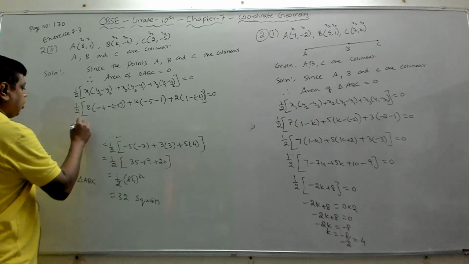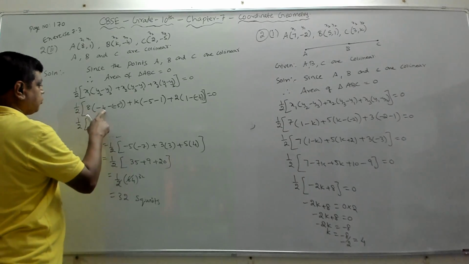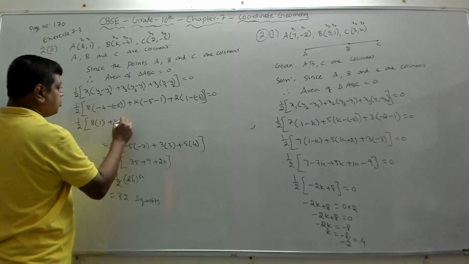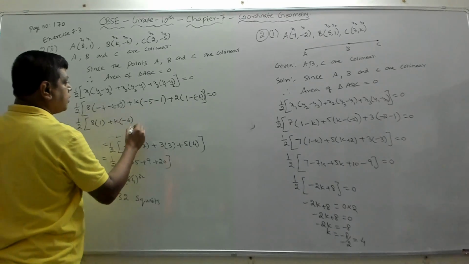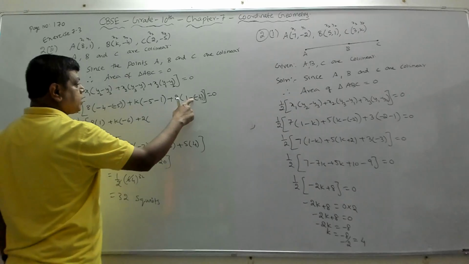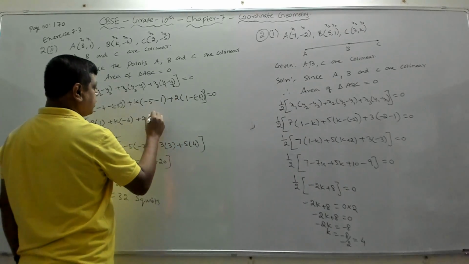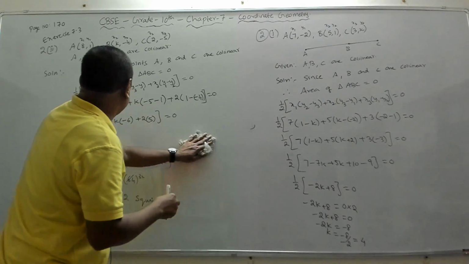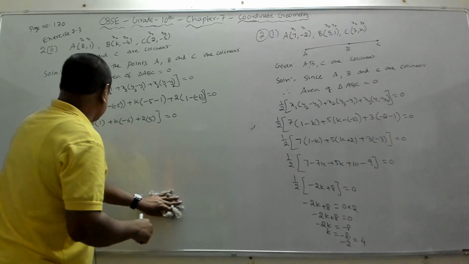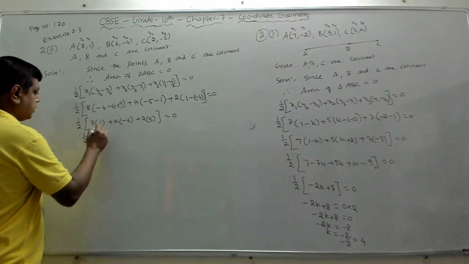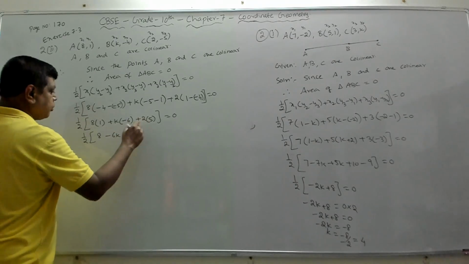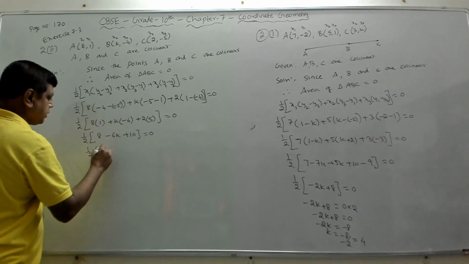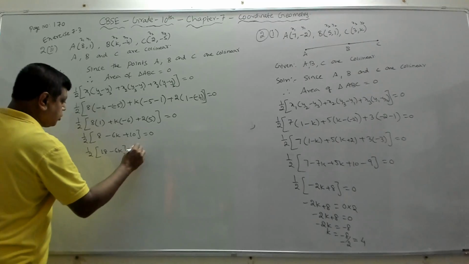So that becomes 1 by 2 of 8 into minus 4. This is minus into minus plus 5. Minus 4 plus 5 is plus 1. Then plus k into minus 5 minus 1 is minus 6. Plus 2 into 1 minus into minus is plus 4. 1 plus 4 is 5. Equal to 0. So what we are going to find out, 1 by 2 of, this is 8 minus 6k, 2 times 5 is 10, equal to 0. So 1 by 2 of 8 plus 10 is 18 minus 6k equal to 0.